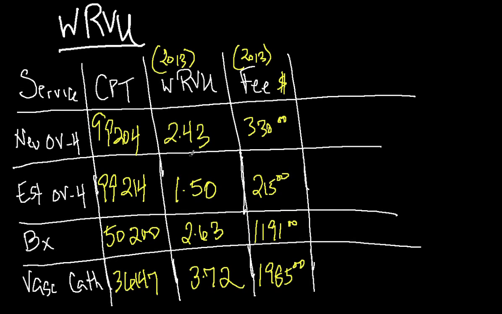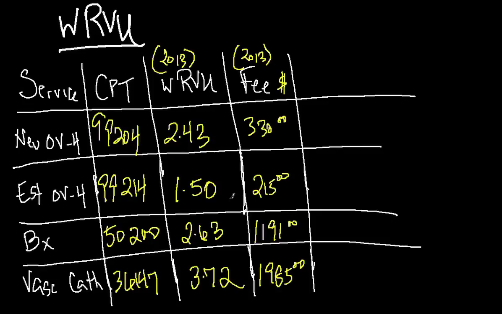So now let's take a look at this. At face value, it sort of looks like the greater your wRVUs, the more money that you can bill. For the most part, that's true. The more wRVUs you get, the more money you get. But it's not a one-to-one correlation. You can see if you double your wRVU from 1.5 to about 3, this is not exactly 3 but close to 3, you're not doubling your fee from 215 to about 500. You're almost increasing it by a factor of 4.